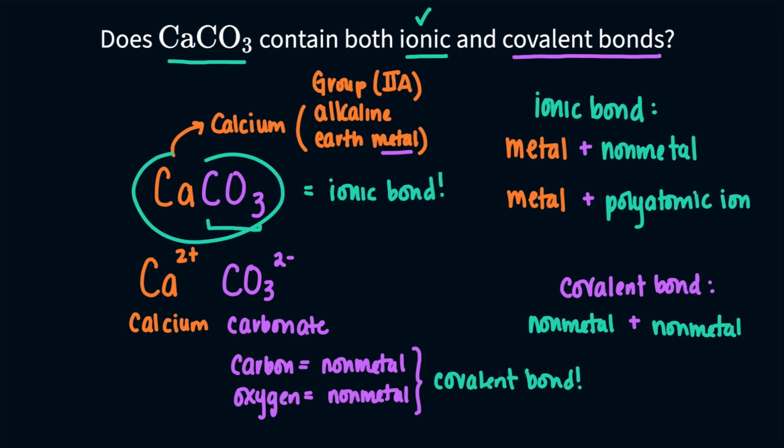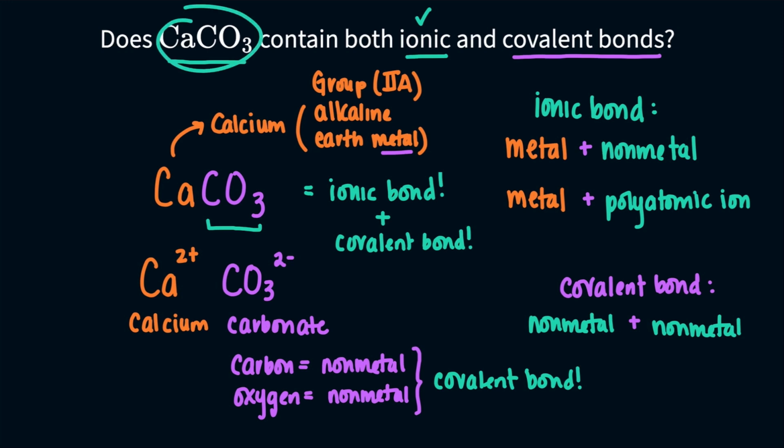So calcium carbonate has the ionic bond because that's the direct positive and direct negative between the calcium and the polyatomic ion. But then within the polyatomic ion, we have different nonmetals, and that's your covalent bonding. So to answer this question, does calcium carbonate contain both ionic and covalent bonds? Maybe I'll just put it right smack in here. Yes. Yes, it does. And that's the end.